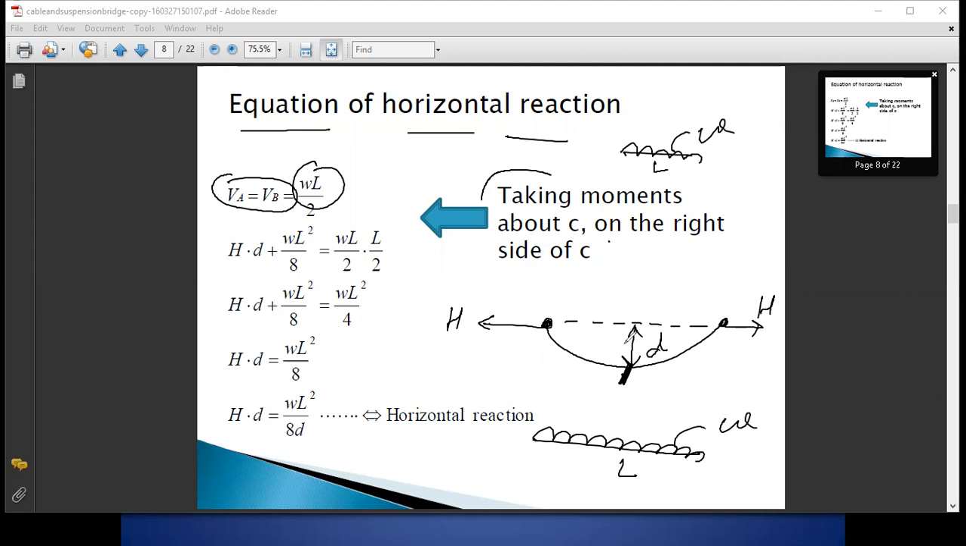So if you consider the right side part, taking the moment about this point, H into D plus WL square by 8 is equal to, this is your VA, this is your L by 2, this is your L by 2, right? So H into D plus half UDL, W L square by 8 is equal to, okay.